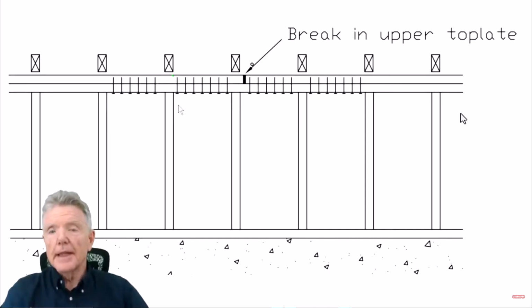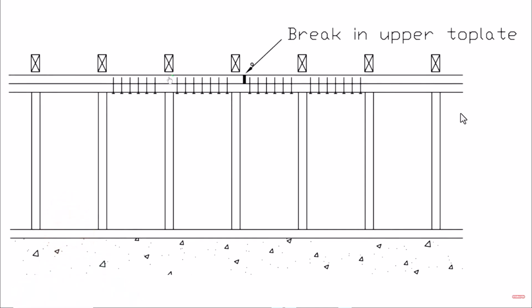Now the upper top plate is different from the lower top plate, because the upper top plate right here, and here's the lower top plate, the entire house sits right on top of this upper top plate. It doesn't sit on the bottom one, it sits on the top one. So that's why it's so critical.